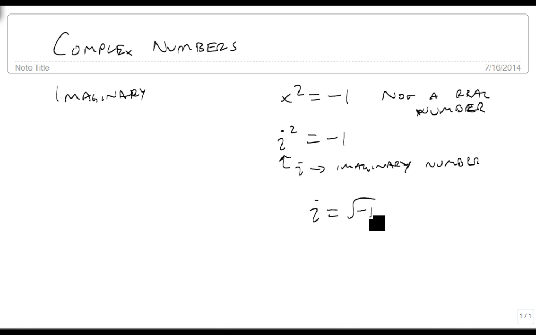And so by using this, we can define a whole new number system called the complex numbers. You'll notice over here on this side, these are our real numbers that we're used to seeing. Well, our imaginary numbers are similar to our real numbers, except that we add the i to it. So any number that has an i is an imaginary number.